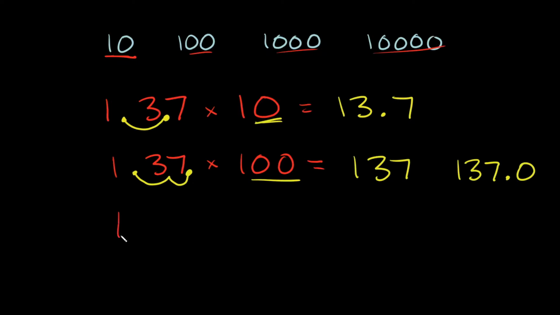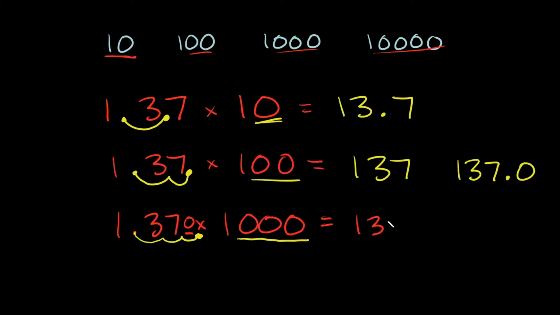Okay, or one more example, if we did 1.37 times 1,000, what would your answer be? Well, we have 3 zeros right here, right? So we're going to move our decimal point 3 times, okay? So 1, 2, 3, and then we're going to put it right there, okay? But as you might notice, we don't have a number right there, right? So since we don't have a number right here, we would just put a 0 right there, okay? So our answer would be 1,370.